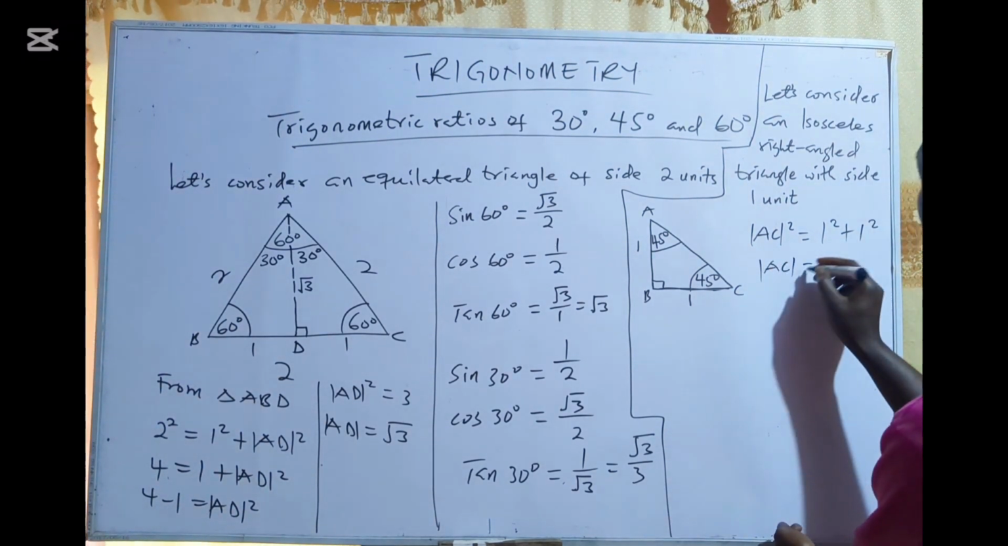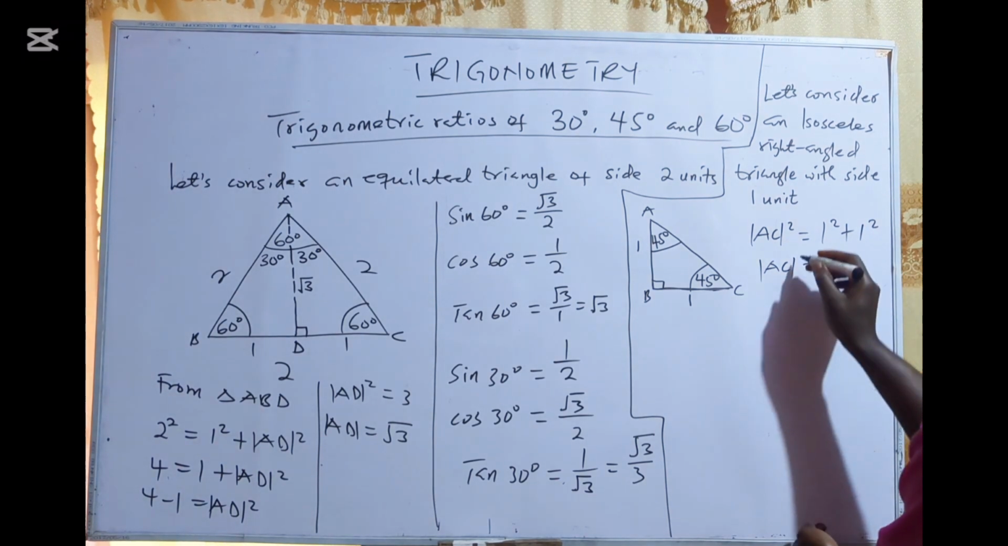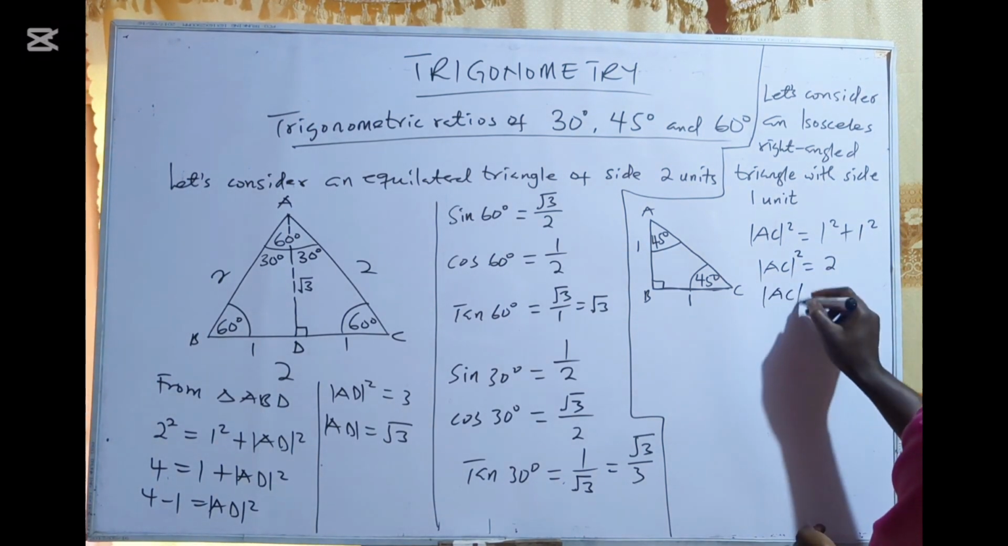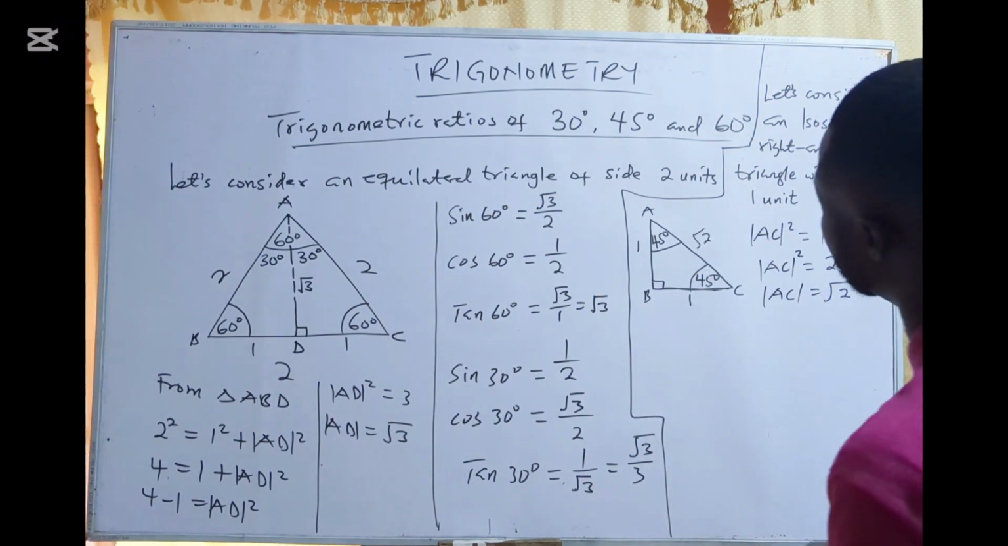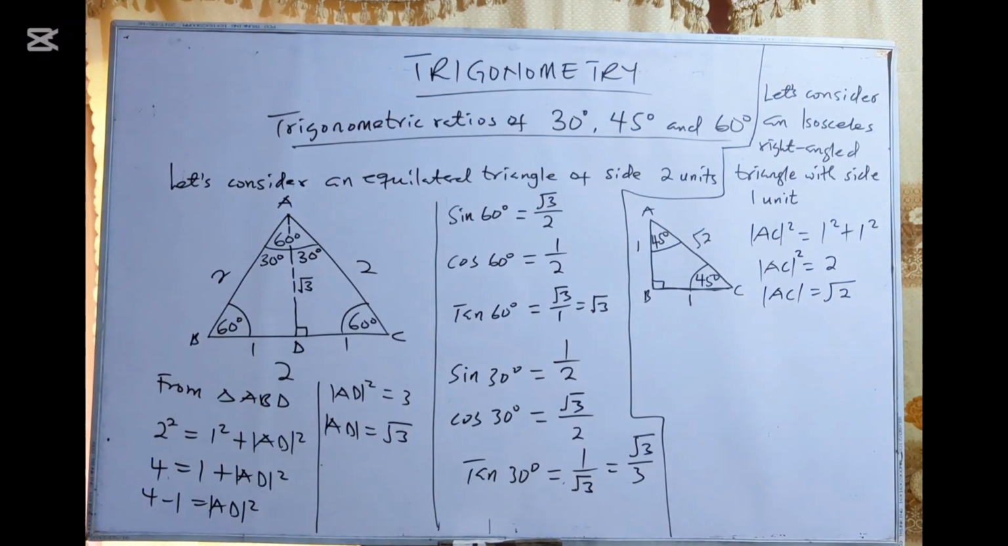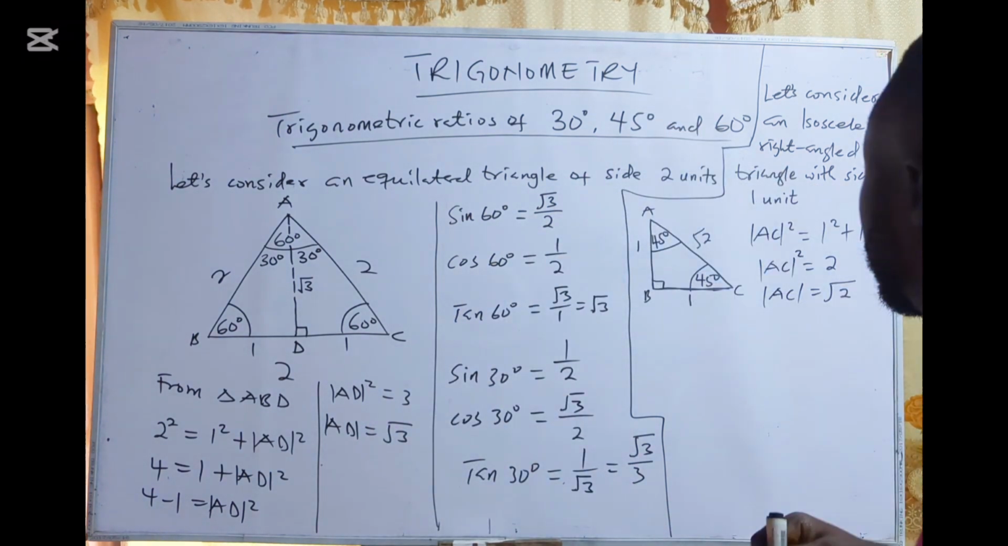And my AC is going to give me what? 1 square is 1. 1 square is 1. So 1 plus 1 is 2. So my AC is going to be square root of what? 2. It means this side is square root of 2. Alright. So that is the case. Then you can now find the sine, the cos, and the tan of the 45 degrees.